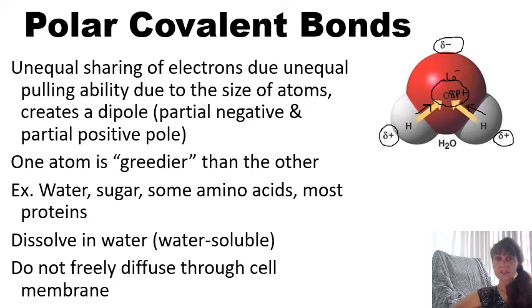Certain molecules tend to create polar covalent molecules. Water's the biggest example of polar covalent molecules that we have in our body. Sugar is a polar covalent molecule. There are certain amino acids. Most proteins have the property of being polar covalent molecules. Polar covalent bonds will dissolve in water, and they do not freely diffuse through the cell membrane. Remember that oxygen and carbon dioxide will, but polar covalent molecules will not.